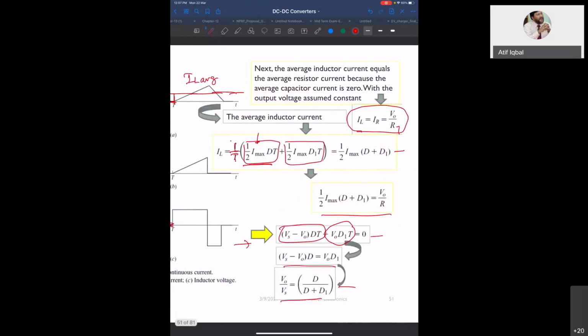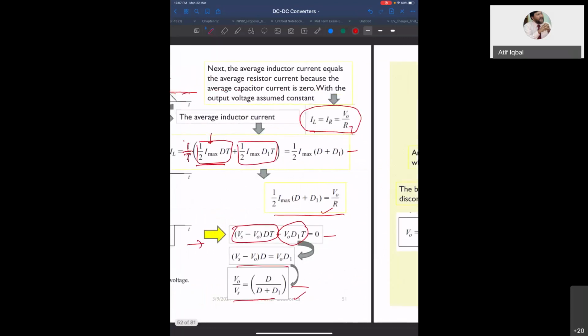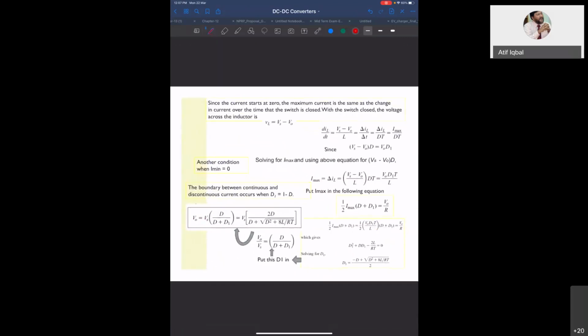So now you have these two equations, and we will see how we solve this. Since the current starts at 0, the maximum current is the same as the change in the current over the time when the switch is closed. With the switch closed, we already know this is the voltage across the inductor. So you find this is the same as this IL max. Now I already calculated this, and the boundary between the continuous and discontinuous conduction. This is the boundary condition.